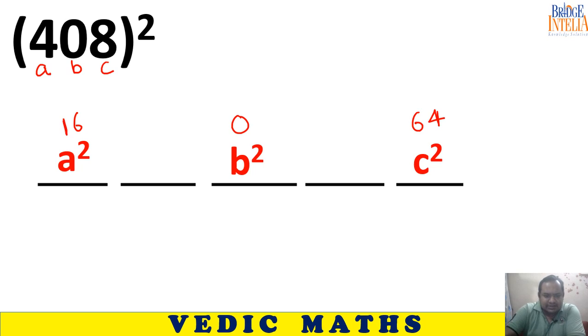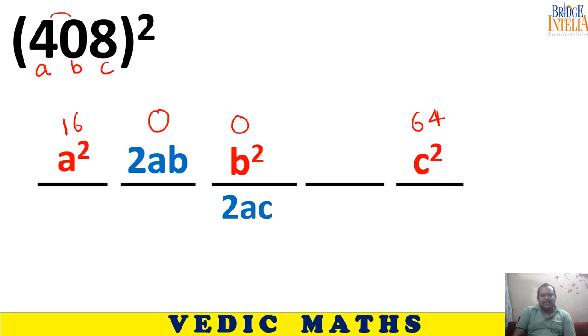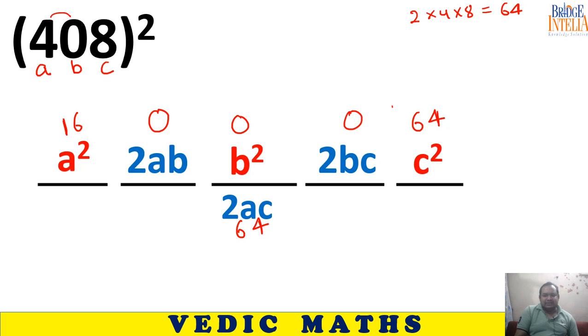So write 64 here. Then we have to write 2AB here. So A is 4, B is 0. So 2 into 4 into 0 is 0. So write 0 here. Then we have to write 2AC here. So 2 into 4 into 8 is equal to how much? 64. So we write 64 here. Then what? 2BC. So 2BC means 2 into 0 into 8. So that is equal to 0 because value of B is 0. So 0.